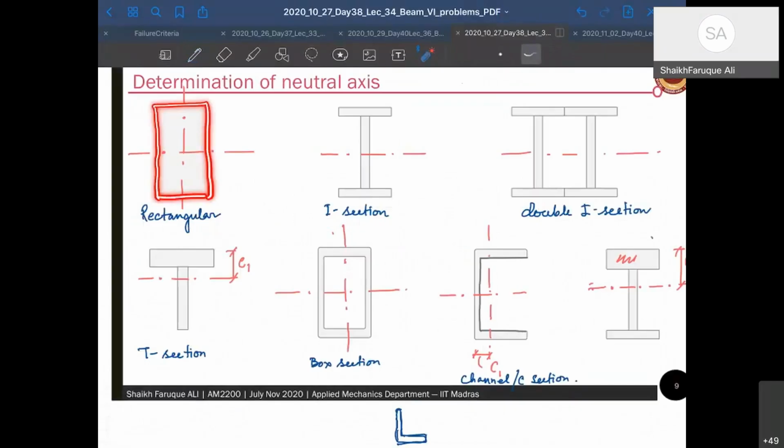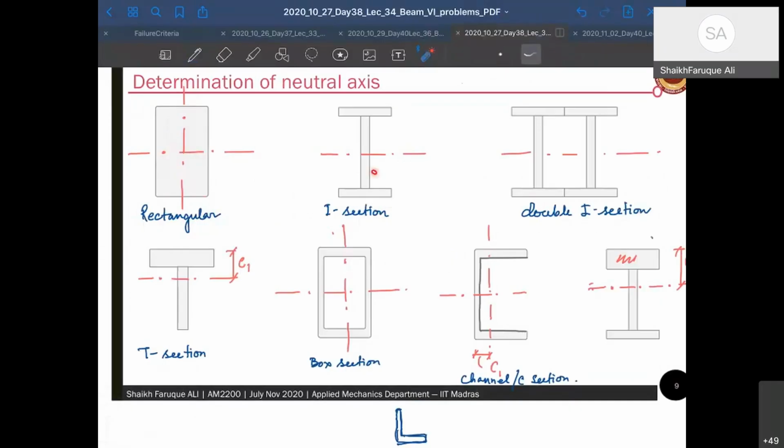So it has two lines of symmetry. One is this, the other one is this. So one of the neutral axes is this one, the other neutral axis is this one. So whenever you are looking at a moment of this kind, which is about the ZZ axis, you have to look into the neutral axis of ZZ. When you look at a moment about the YY axis, you have to look at the neutral axis which is the line of symmetry of Y.